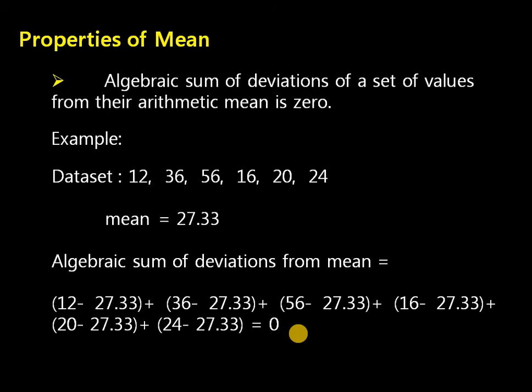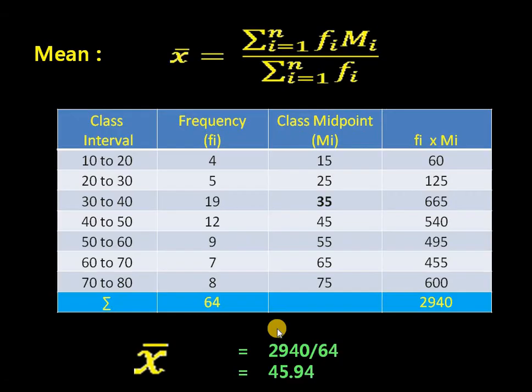Yet another property of mean is that the algebraic sum of deviations of a set of values from their arithmetic mean is 0. So again, if we subtract 27.33, which is the mean, from all the observations and add them up, we are going to get 0. So 12 minus 27.33 plus the other observations, you are going to get 0.